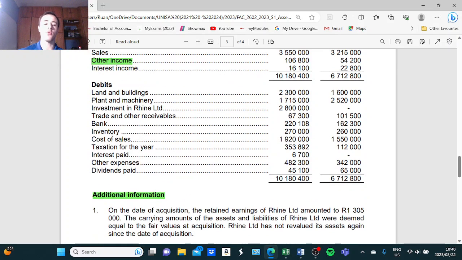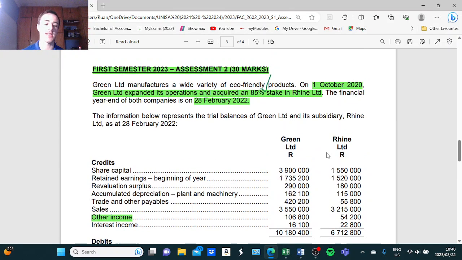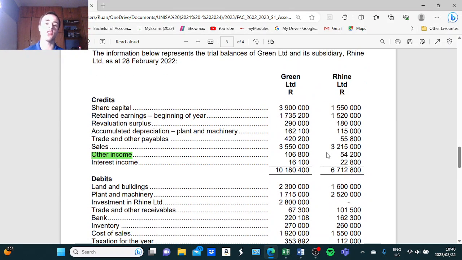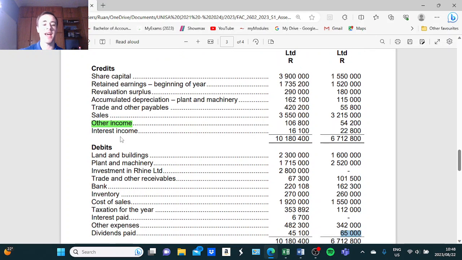So for dividends paid by the subsidiary, which is 65,000, we need to calculate the portion that was paid to the parent. In the absence of any further information or information that states otherwise, you may assume that dividend received is recorded in other income. So the only income items that we have are sales, other income, and interest income.